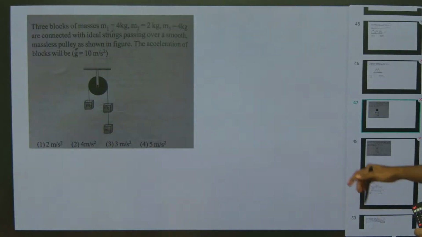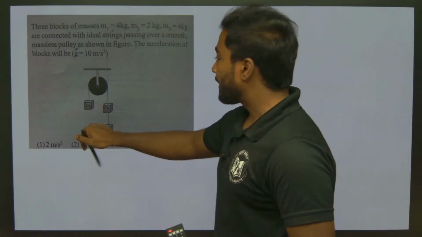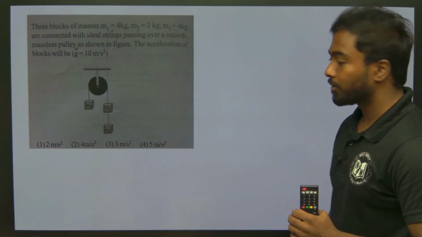So this was the last question we have seen, when two blocks were there and one more block, like M3, M2, M1 was there. I needed to find the acceleration of this block.